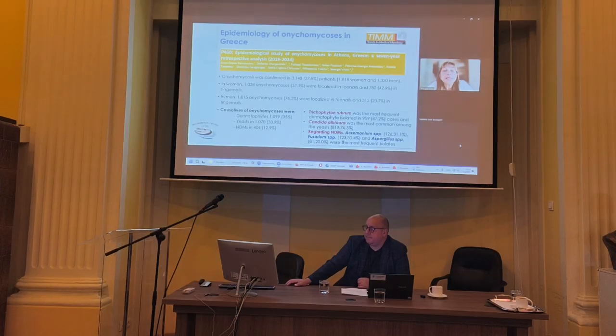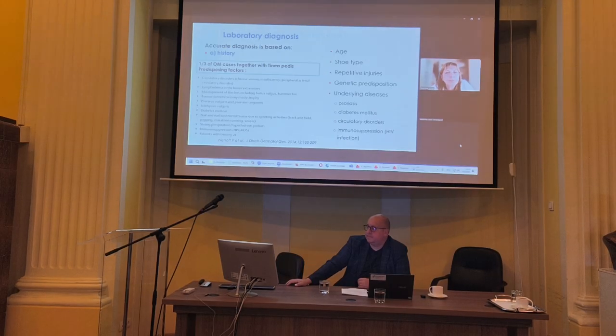In these slides, you can see an epidemiology study of onychomycosis from Athens, a retrospective analysis for 4 years from Andreas Syggros Hospital, a reference hospital for different tinea, but also for STIs. Here you can see that Trichophyton rubrum is the most frequent dermatophyte, isolated in most of the cases. The second one is Candida albicans among the yeasts, and among the non-dermatophyte molds, Acremonium, Fusarium, and Aspergillus.